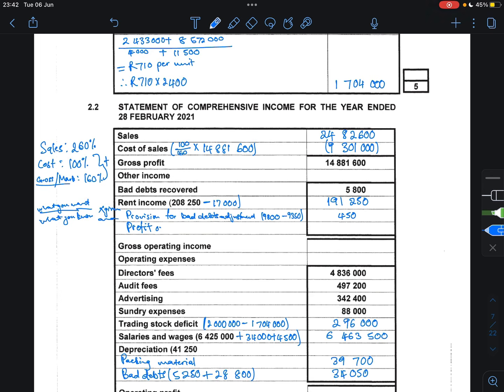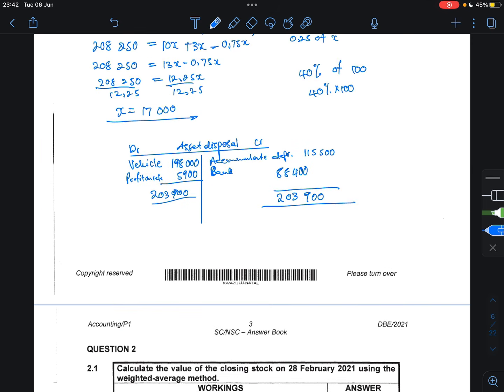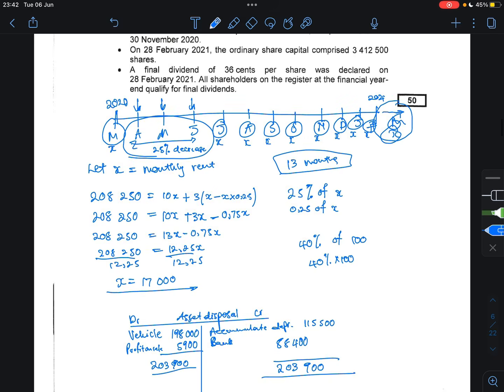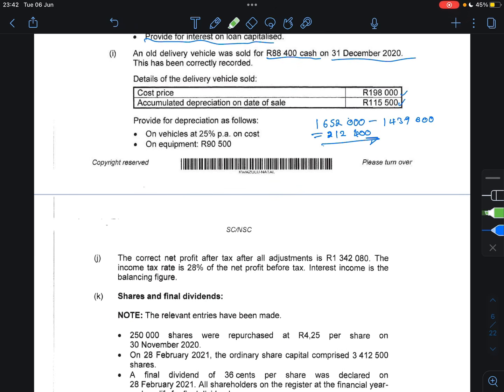So profit on sale of vehicle, it's 5,900. Okay, always ensure that you have made your calculations correctly, because mistakes really happen and you really don't notice because everything is happening very quickly.